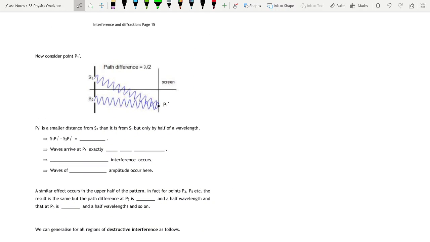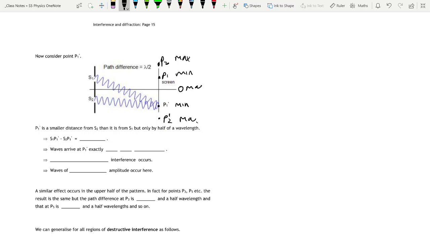Okay, so now we're looking at P1 dash. So this is our 0. That's a maximum. And then P1 dash would be a minimum, and then we'd have P2, which would be a maximum again, P2 dash, it's dash because it's down the way rather than up the way. And you'd have the same thing going up the way. You'd have P1 a minimum, P2 a maximum. But in this case, we've got a path difference of half a wavelength, so we're going to have a minimum.